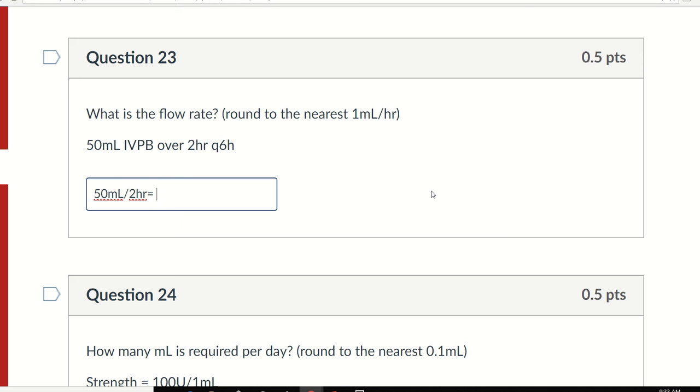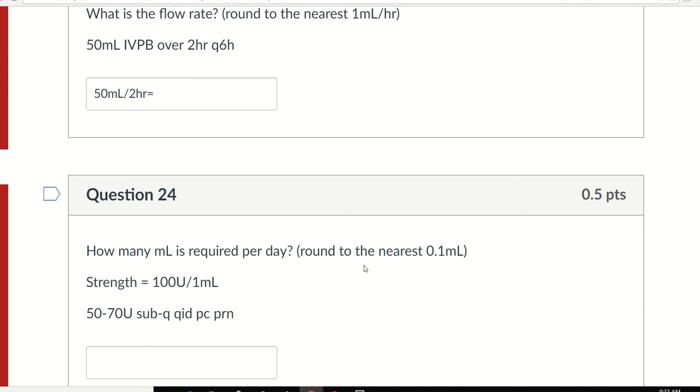for number 23? 25. Yeah, so just enter 25. So it's going to be 25 mLs per hour. You don't need the units because the units are already here. They tell you to round to the nearest mL per hour, so just give me the numerical value as stated in week 1. All right, so that's flow rate, easy enough. We will go to drip rate later on in week 3 and week 4 when we convert mLs per hour into drops per minute.